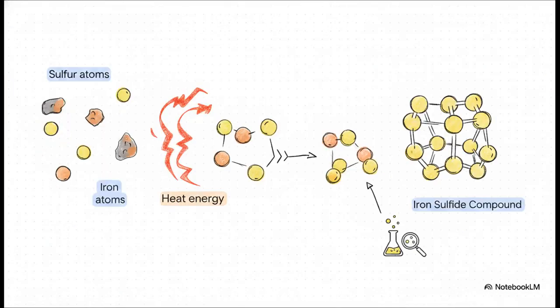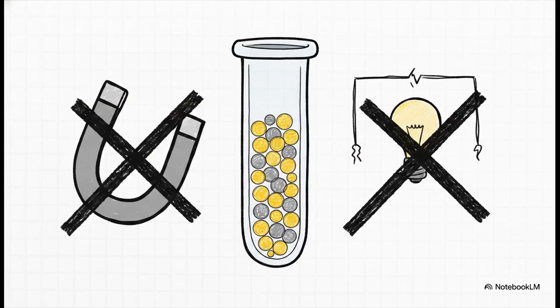If we zoom way into the particle level, we can visualize exactly what happened. The individual yellow sulfur atoms and the orange-gray iron atoms that were previously just casually sitting next to each other are now, thanks to all that heat energy, tightly bonding together. They pair up to form a brand new compound, which we call iron sulfide. And now for the ultimate test. Grab that same magnet we used earlier to separate the mixture. If you try to hold that magnet against the glass tube containing our new iron sulfide, absolutely nothing happens.